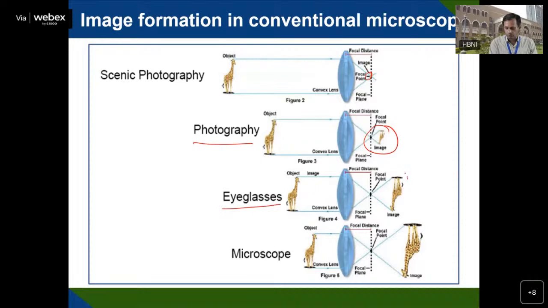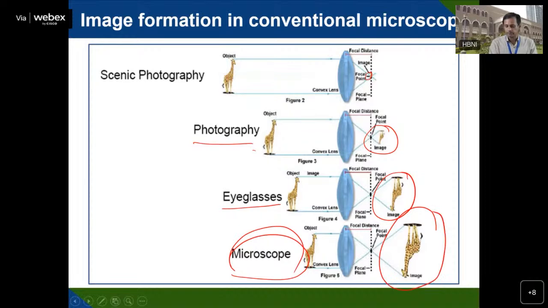In eyeglasses, you will also get an inverted image. Similarly, in a microscope, you can see, but here the image size in case of photography is quite small, and then eyeglass is almost equal. But in the microscope, you are getting a magnified image.